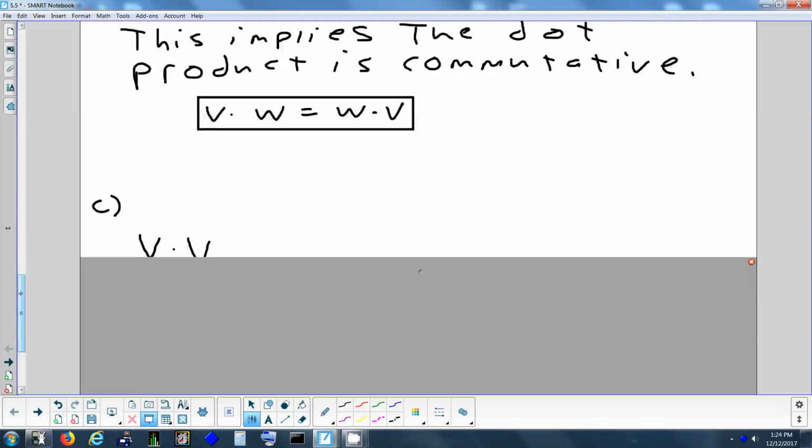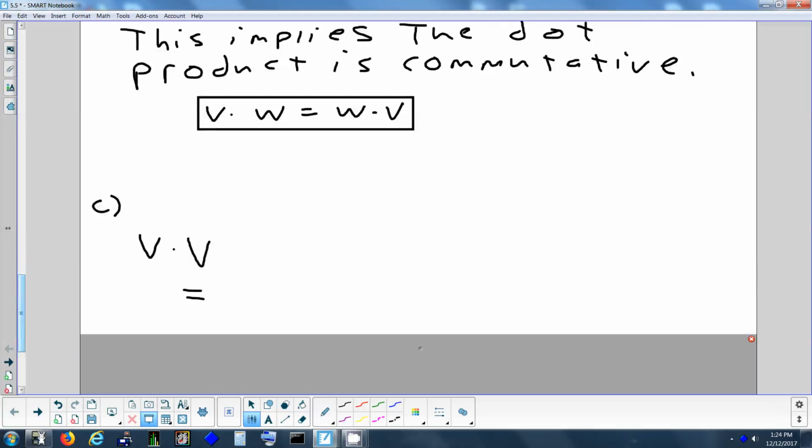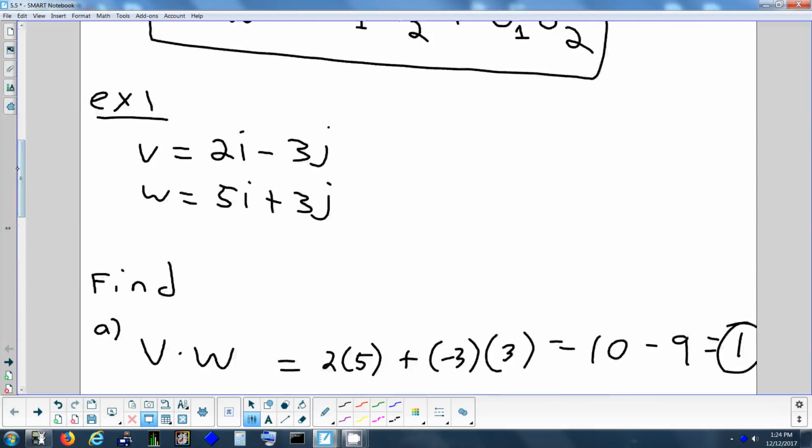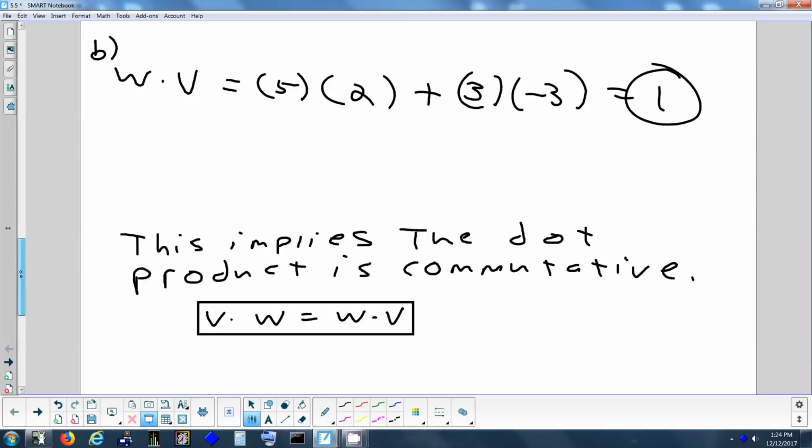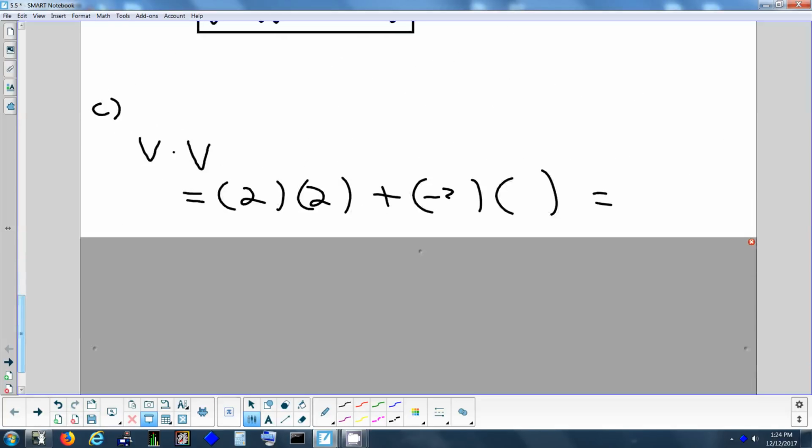Right, so let's try v dot v. Dotting v with itself. If I wanted to find v dot v, what would I multiply? 2 and 2 and -3 and -3. Yep. 4 plus positive 9, which is 13. So that's like doing 2 squared plus negative 3 squared. When else did we do something like that, something squared plus something squared?